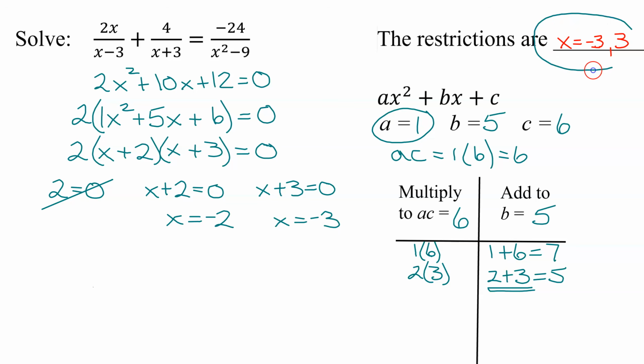We have to compare our answers to our restrictions. Remember, the two values of x that were not allowed because they made at least one denominator 0 was x equals negative 3 and x equals 3. So one of my solutions was x equals negative 3. That is not allowed. That is an extraneous solution. But is x equal negative 2 allowed? Yes, it's not one of my restrictions. So I have one solution to this equation.